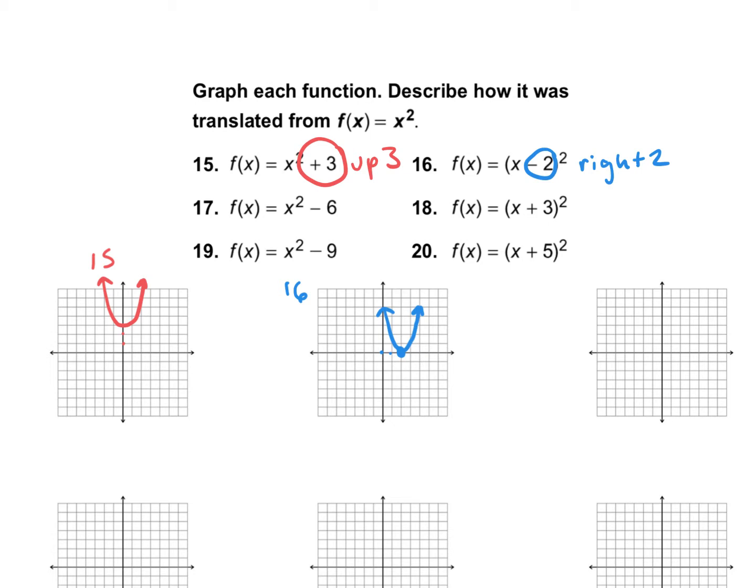All right, now 17. What does minus 6 on the outside do? Down 6. So we're just going to shift our parabola down 6. 1, 2, 3, 4, 5, 6. That would be our vertex, and then we just draw the parabola right there. Any questions so far?